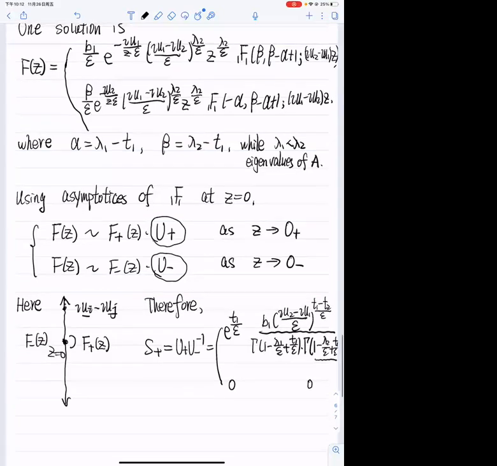Right. Any questions on this example? Haven't you said before that the matrix is invertible? Yeah, sorry, thanks. This is supposed to be exponential T2 over epsilon, of course. You're right. And there's already a question in the chat.